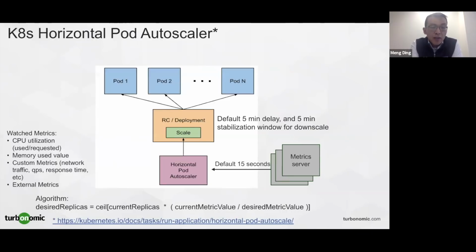And the metrics that are being watched can include the usual CPU and memory, but it also supports, very nicely, custom metrics, things like response time and QPS, network traffic. These metrics can be supplied by third-party vendors. It can be nicely integrated into the system, and also external metrics.